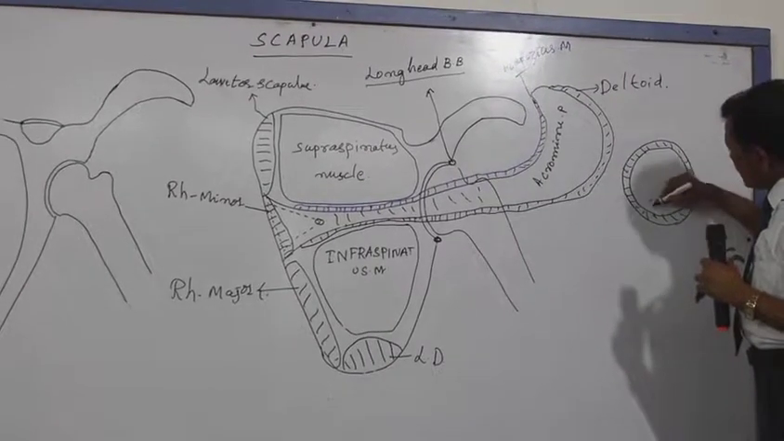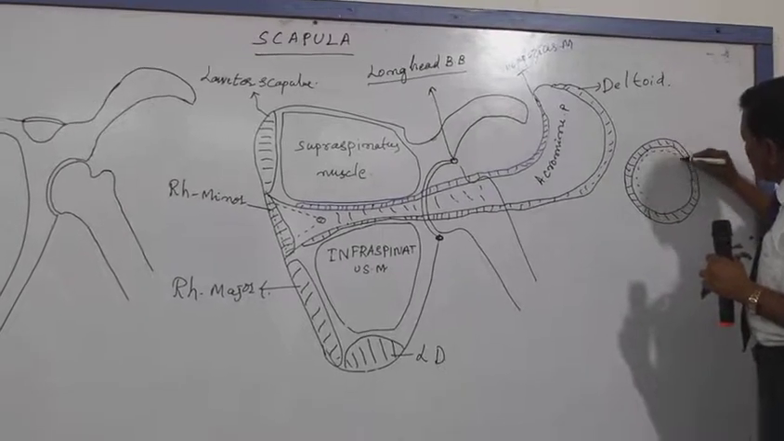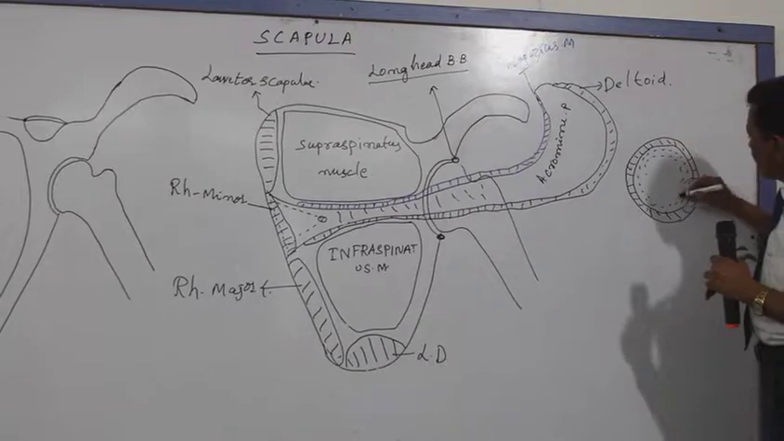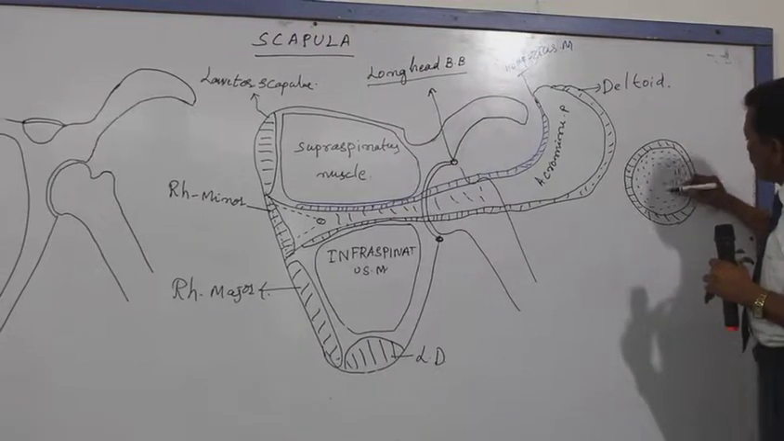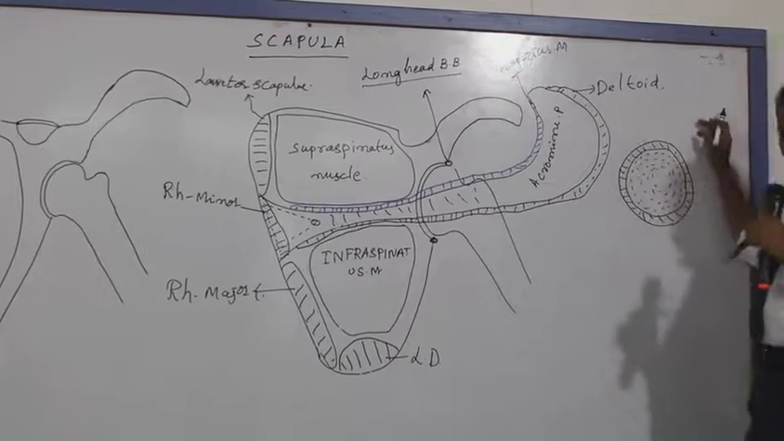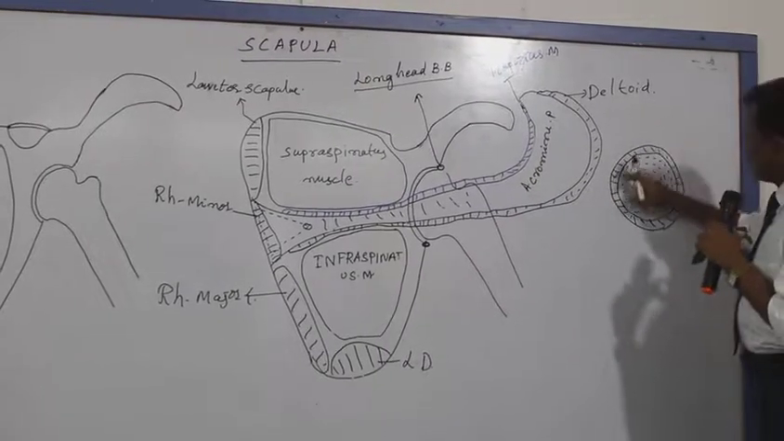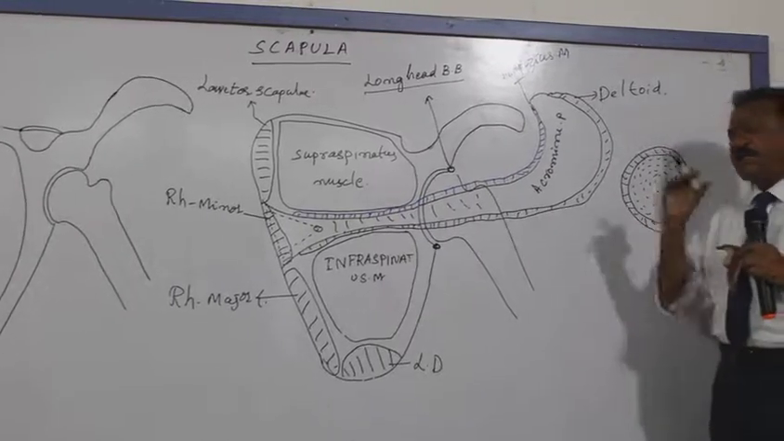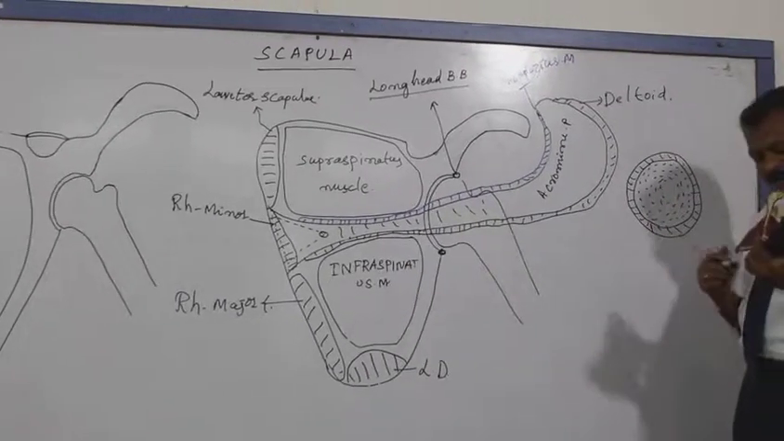The inside here is covered by the articular cartilage. Around the articular cartilage of the glenoid cavity there is the glenoid labrum. This glenoid labrum deepens the glenoid cavity.